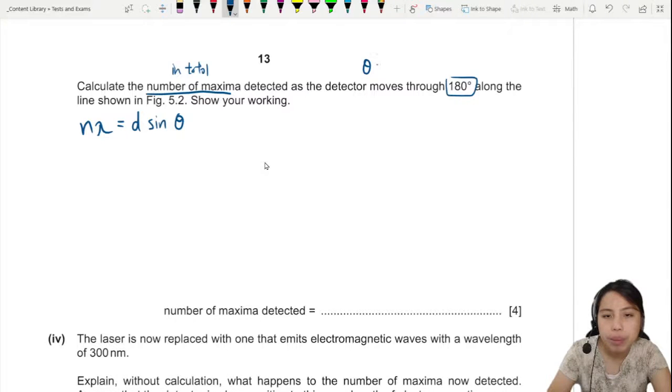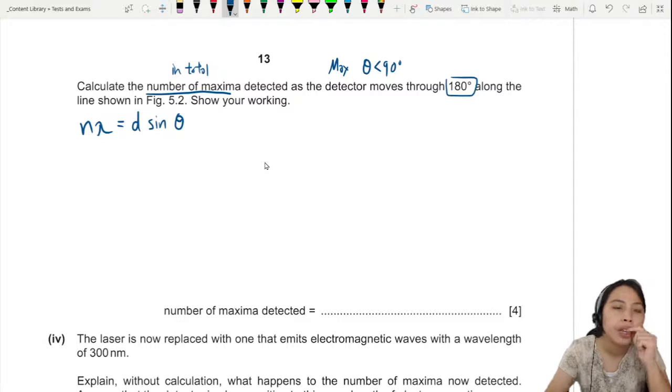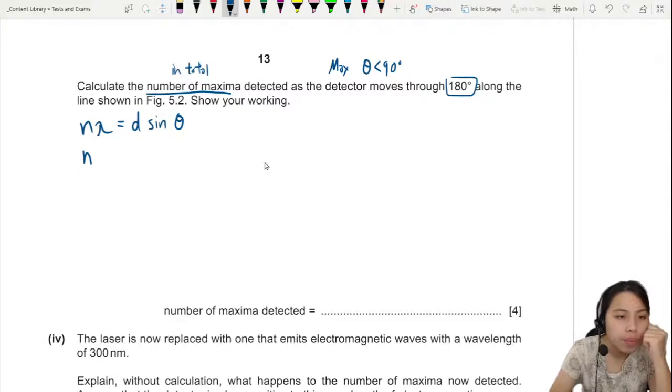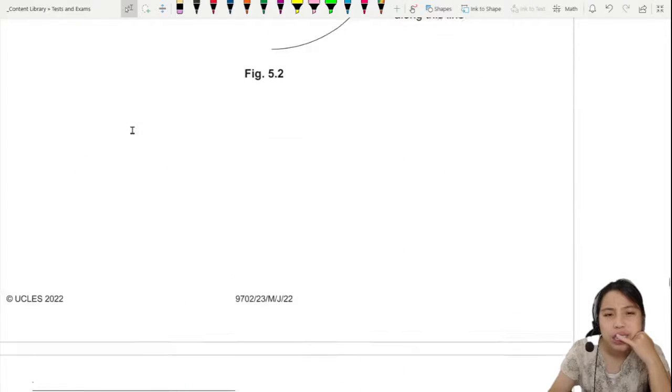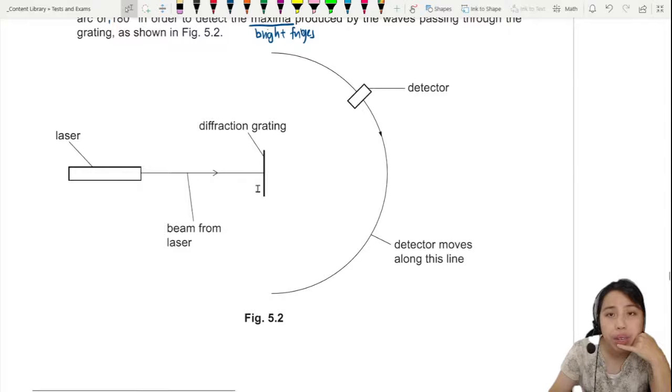The theta maximum is 90 degrees. Or I should say it should be less than 90 degrees. So n value, whatever that is, for the wavelength, which is 8.1 times 10 negative 8, for a grating of d, what is d? D is a property of the grating itself.